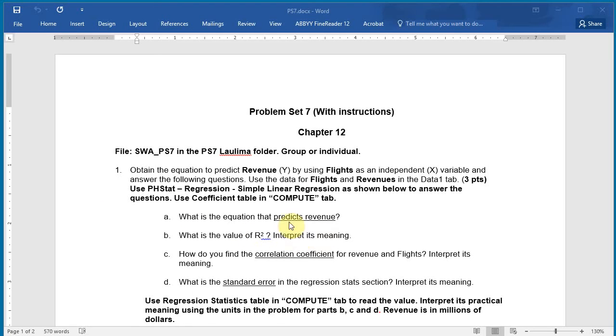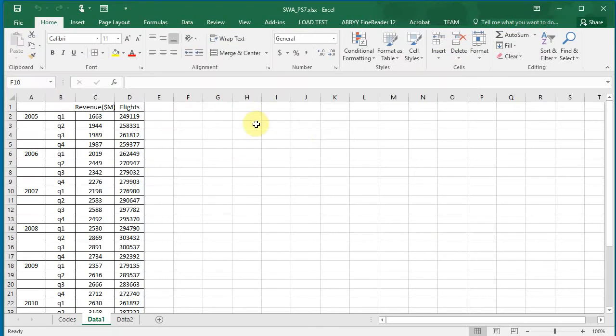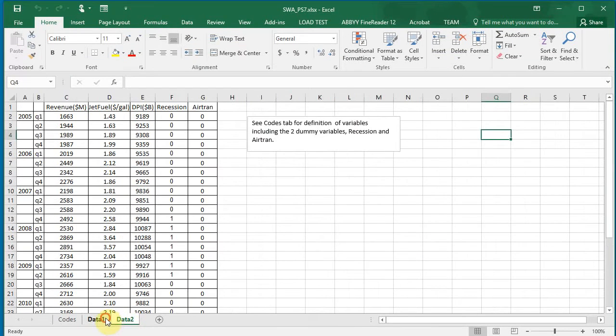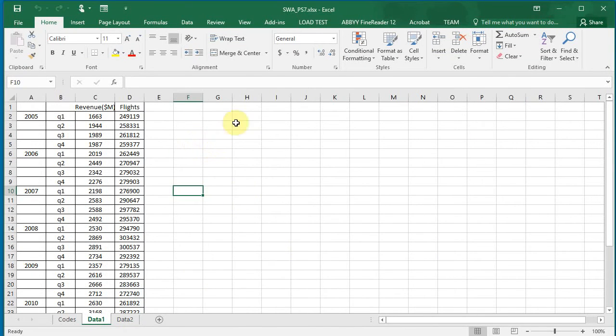Okay, in this video we're going to be doing problem set 7, number 1 here. And we're using this SWA PS7 Excel spreadsheet here, and we're looking at the Data 1 tab, and we're going to do a simple linear regression which predicts revenue from flights.